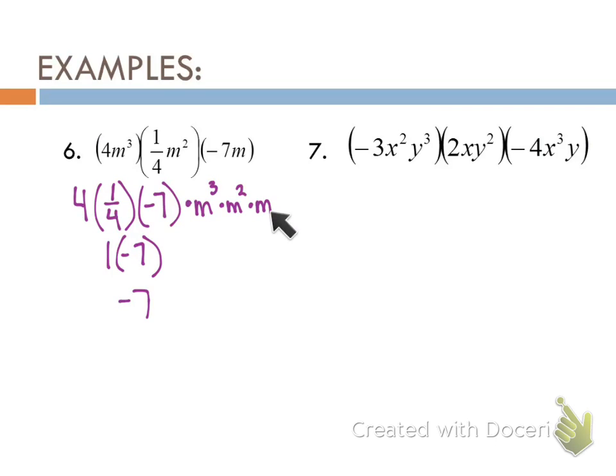Okay, you can do them one at a time or you could do them all together. What is m cubed times m squared? M to the 5th. M to the 5th times m is m to the 6th. Remember, there's a 1 on any variable that does not have an exponent written there already.